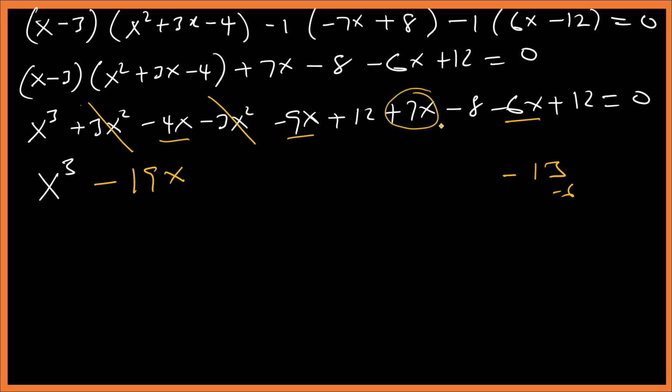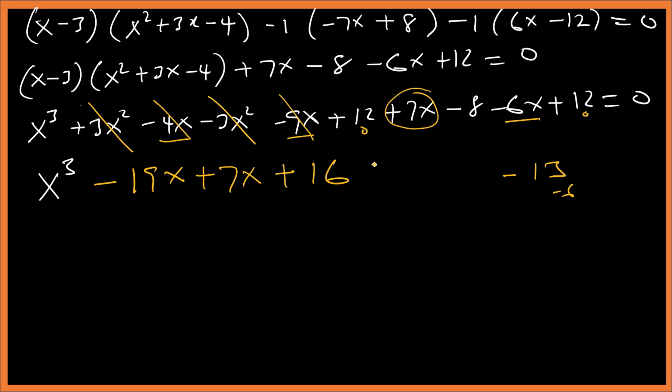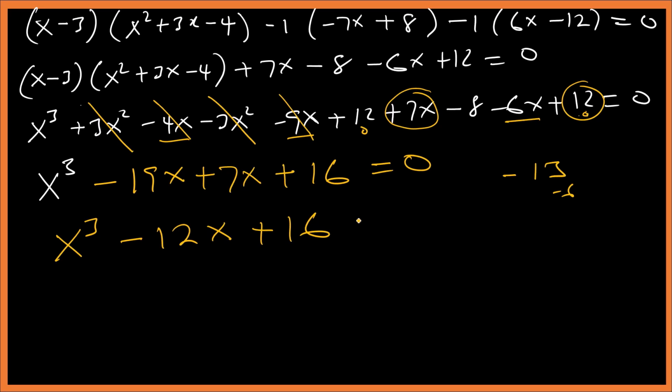So we have plus 7x here. So 7x. Okay, so we are done with this. We are done with this. We are done with this. This one as well. So I'll be left with 12. 12. So this side will be 4. So plus 4 will be 16. So 12, 12, 12, 24 minus 8, 16. So we have x. So this side will be minus 12 plus 16 equal to 0.